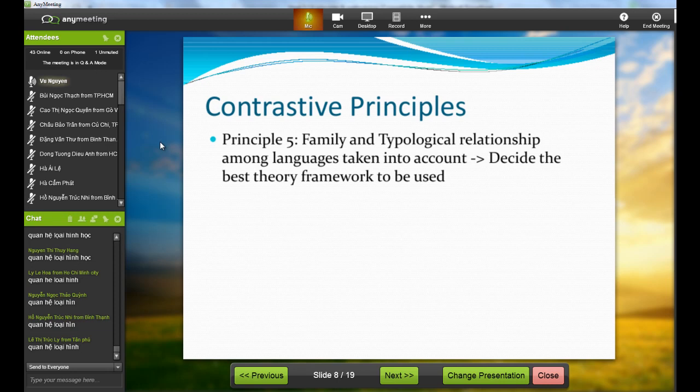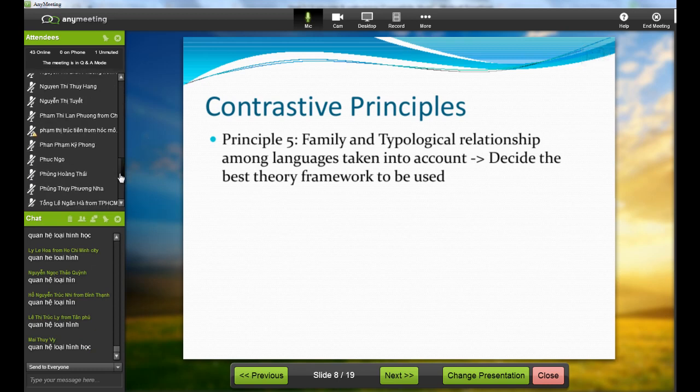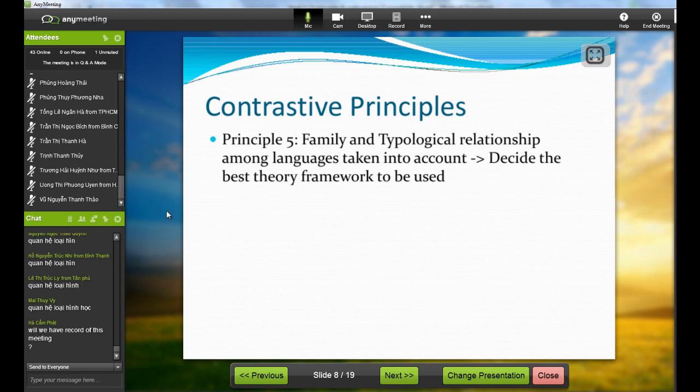Okay, let me say this again. If you have any questions or comments that you want to share with the whole group, please unmute your own microphone in the attendees panel. So simply click on your microphone. Now, Cẩm Phát, can you unmute yourself and talk to the whole group?